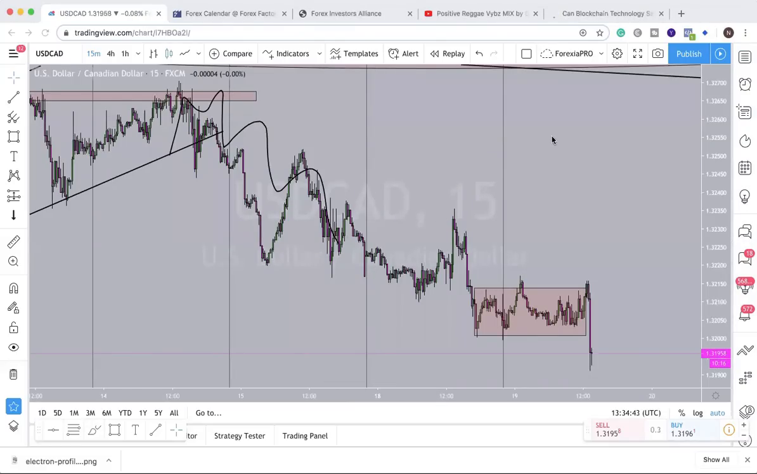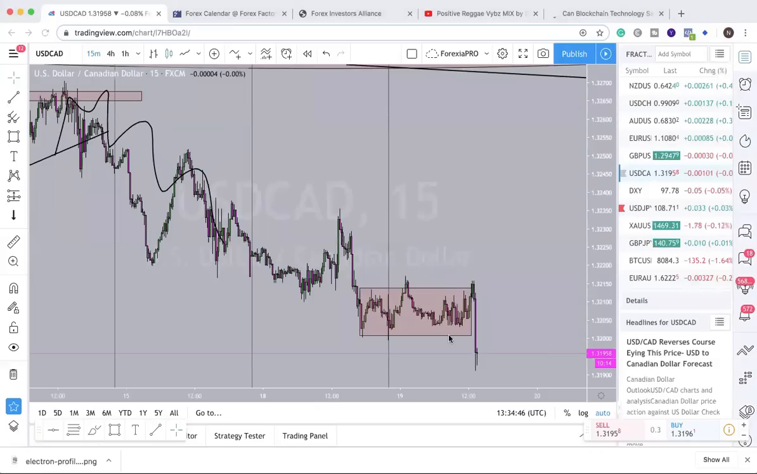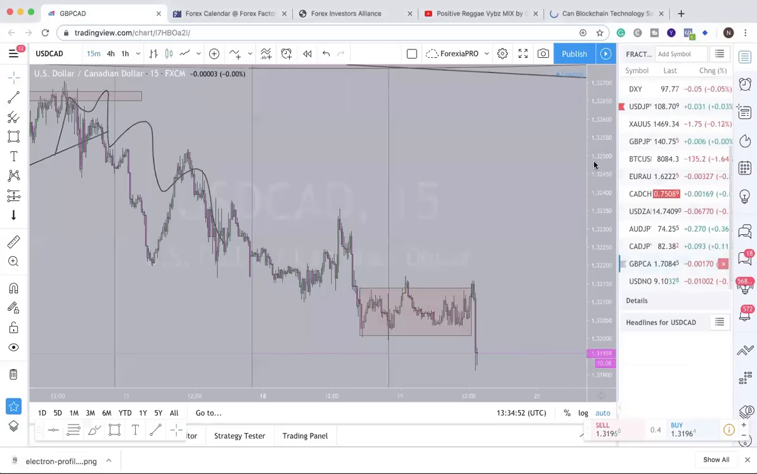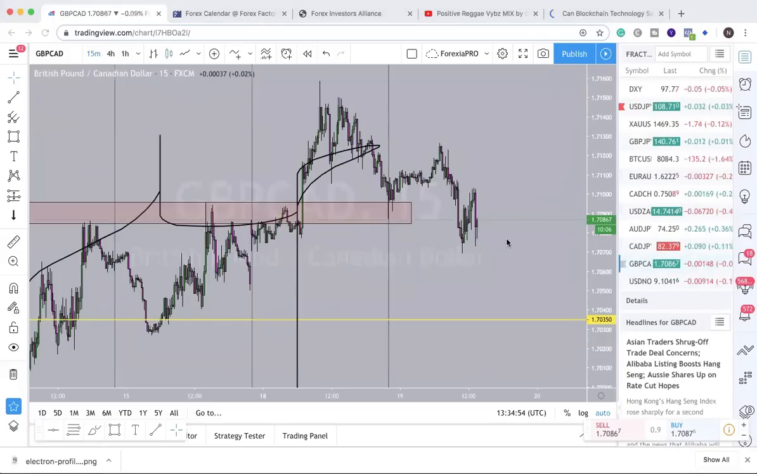All right, so let's maybe look over some more CAD pairs. Let's look at GBP CAD. That one didn't really move.